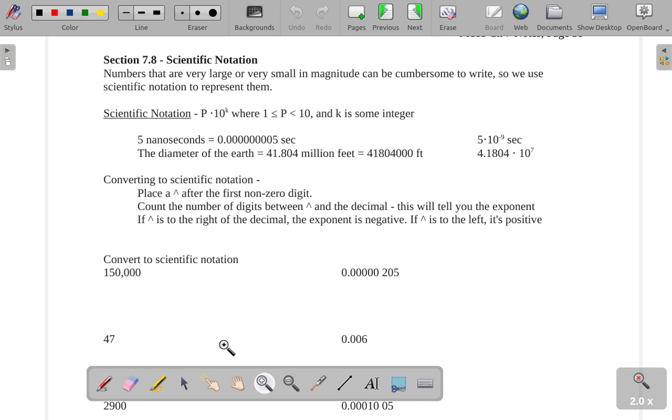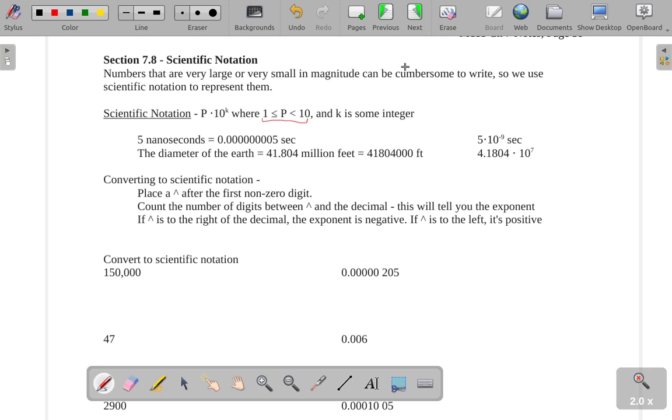When we're talking about numbers that are very, very small or very, very large, it can be cumbersome to write them. And so what we do is we use something called scientific notation. How scientific notation works is it's actually a product of two numbers. The first number is a number that's between 1 and 10, and the second number is going to be a power of 10.